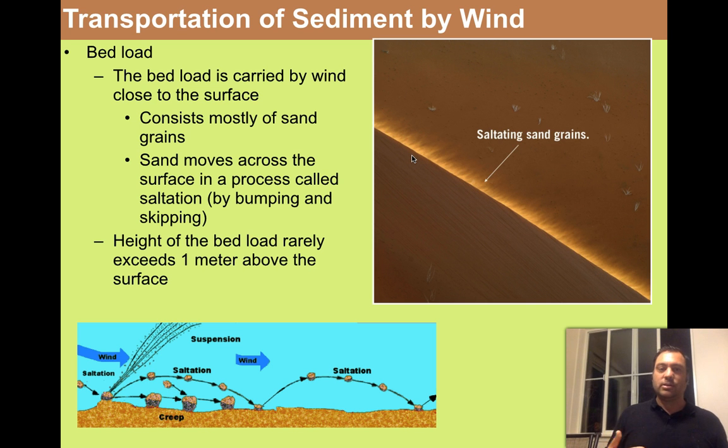Now, even in the worst of storms, sand, or coarse sand, I should say, rarely ever gets higher than 1 meter above the surface. If the wind is strong enough to motivate it to a height higher than 1 meter, then it's actually going to be technically in suspension at that point, and you're going to get sandblasted by one of these types of events.